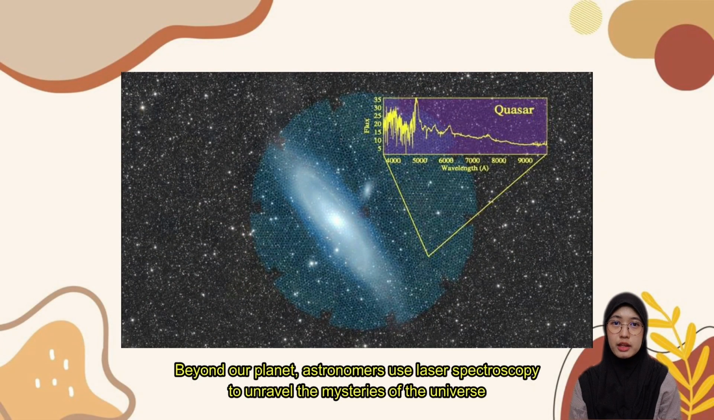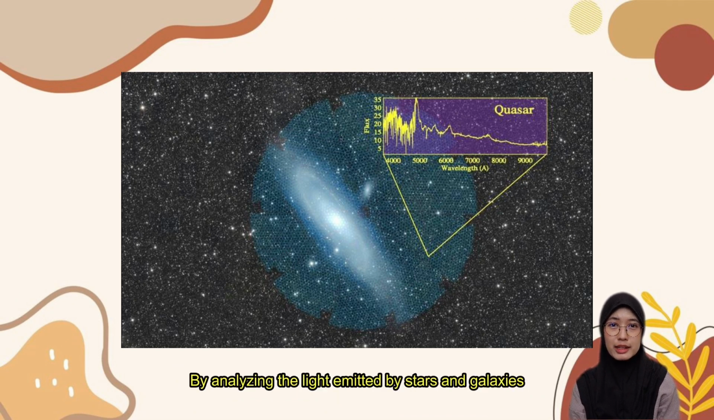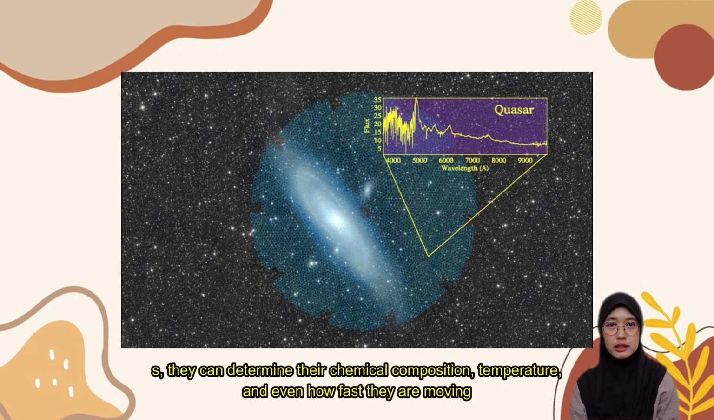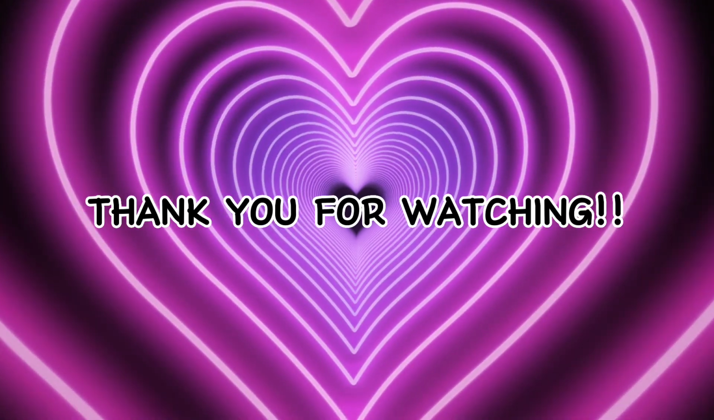Beyond our planet, astronomers use laser spectroscopy to unravel the mysteries of the universe. By analyzing the light emitted by stars and galaxies, they can determine their chemical compositions, temperature, and even how fast they are moving.